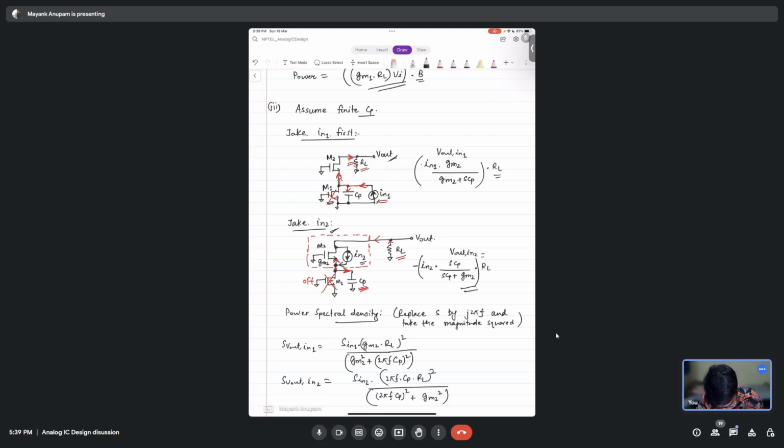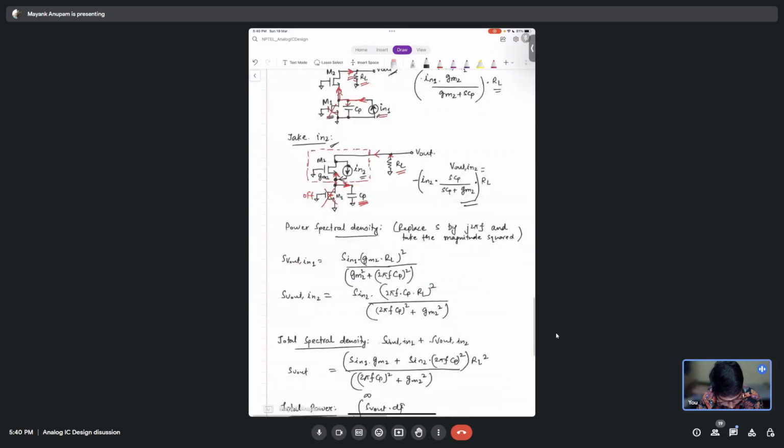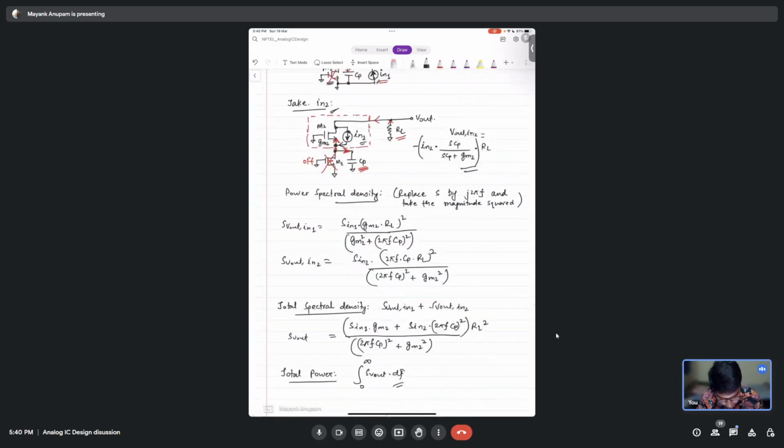So the current here comes down and goes through RL and CP, and yes, it looks like it is in series. It's actually in series. Yeah, I was wrong here. It's actually in series.